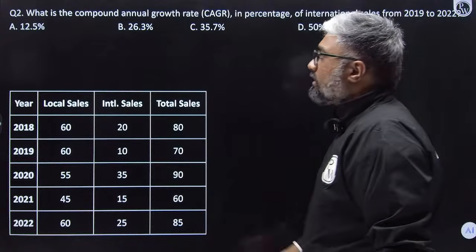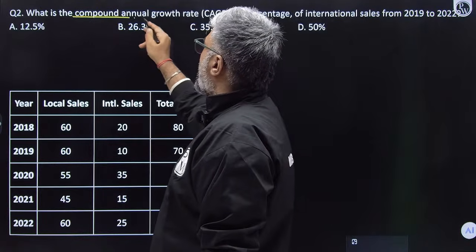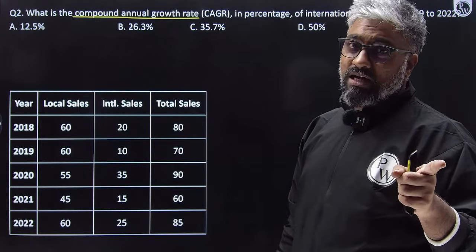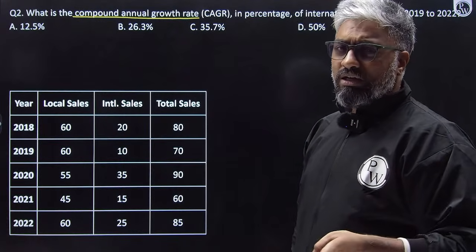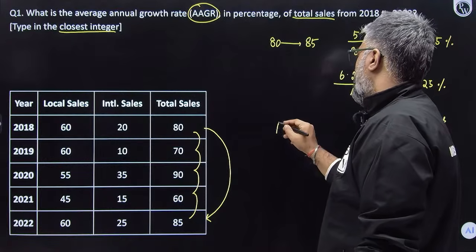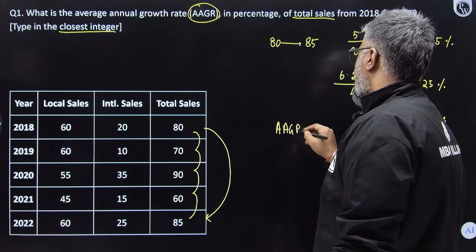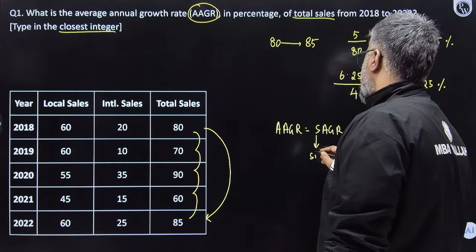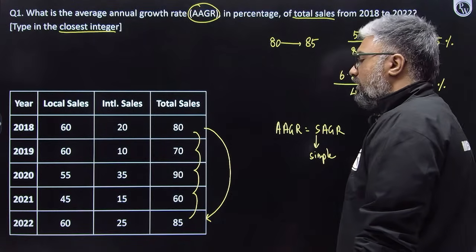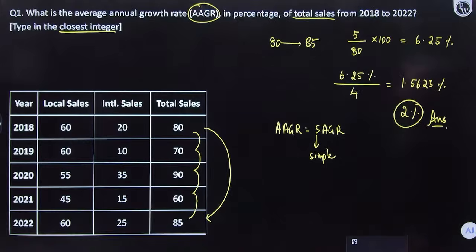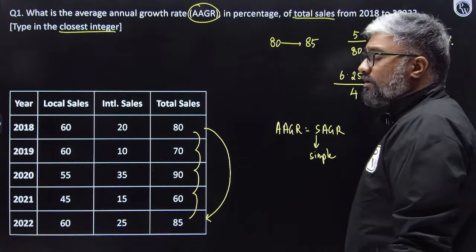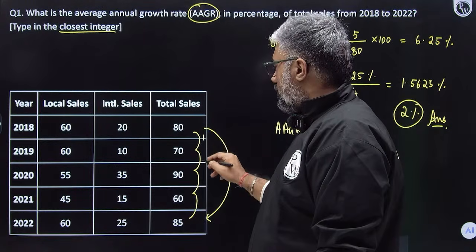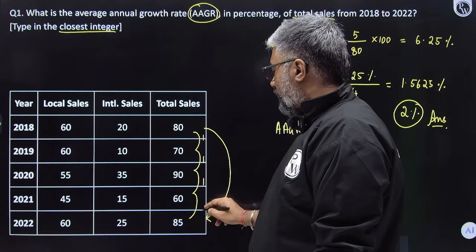The second one is asking for the compound annual growth rate. AAGR is average annual growth rate, or you can also call it SAGR. AAGR and SAGR are the same, where S stands for simple. Because you're looking at the duration, the changes: 1, 2, 3, 4 changes.